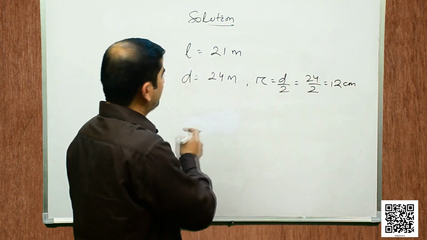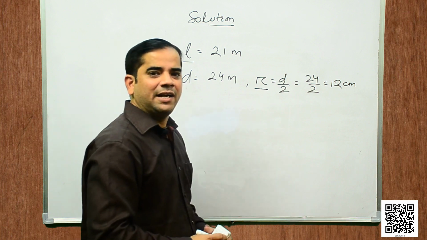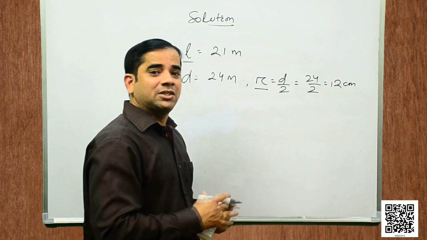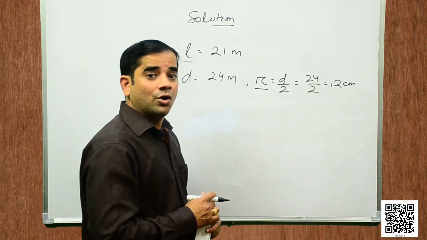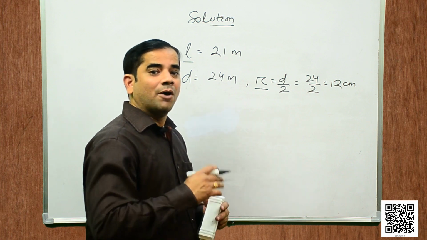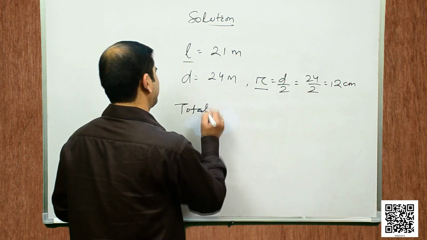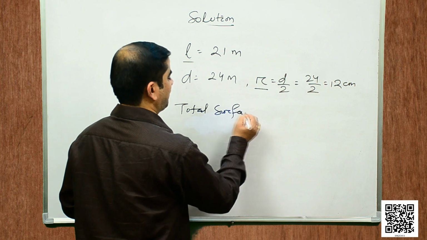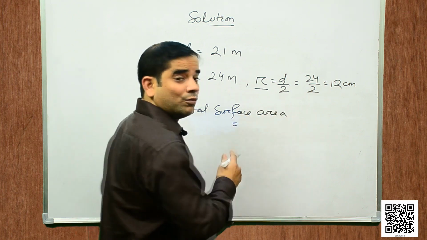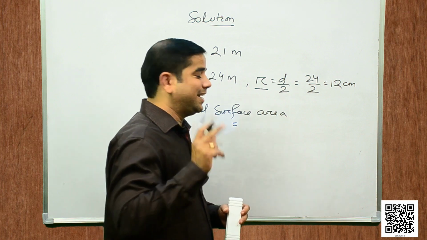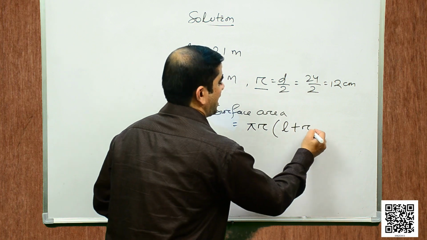Okay. So, we have our radius and slant height, and we need to find the total surface area of the cone. For the total surface area of the cone, what is the formula? Do you remember? It is pi r (L + r).